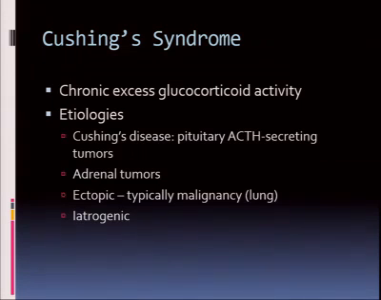Cushing syndrome. So a few definitions. Cushing syndrome is chronic excess glucocorticoid activity of any etiology. Cushing's disease is a pituitary ACTH-secreting state, which then causes excess endogenous glucocorticoid release. So Cushing's disease is a cause of Cushing syndrome, but there are many other causes, which include adrenal tumors, again causing primary endogenous glucocorticoid production. You can have ectopic production through malignancy, often lung, and then iatrogenic, probably the most common, meaning we give our patients steroids as the most common cause of Cushing syndrome.